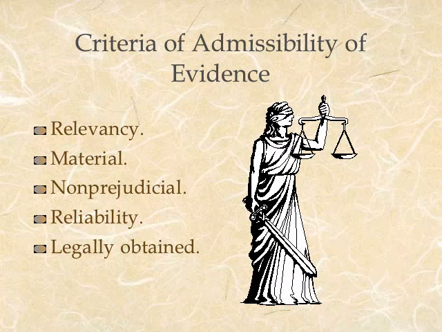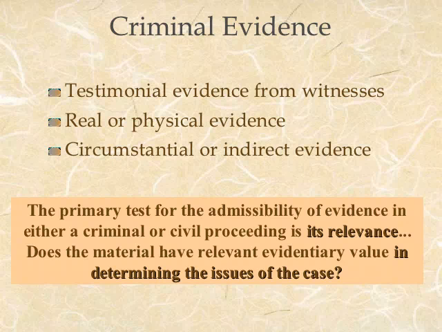Criteria of admissibility of evidence: it has to be relevant, material, non-prejudicial, reliable, and legally obtained. Criminal evidence can include testimonial evidence from witnesses, real or physical evidence, circumstantial or indirect evidence, and the primary test for admissibility of evidence in either a criminal or civil proceeding is its relevance. Does the material have relevant evidentiary value in determining the issues in the case?